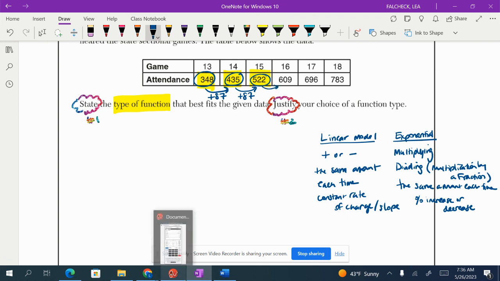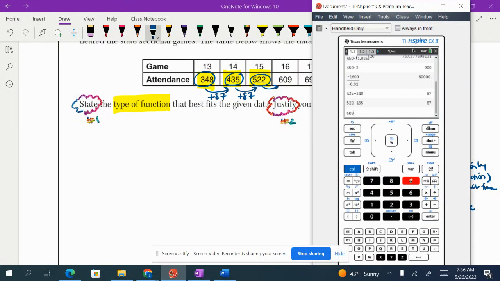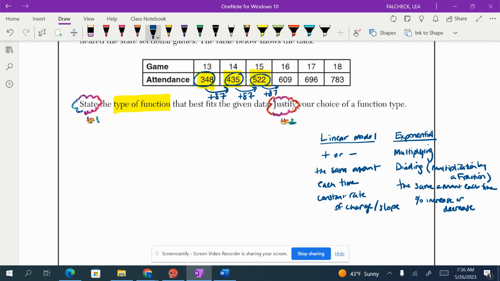So let's just double check. 609 minus 522, 87. Okay, so it looks like we are going up by 87 people with each game. We'll just double check. Plus 87. Yep, that works. Plus 87. Yep, that works. Okay, so since we are adding the same amount each time, plus 87, we would have a linear model.